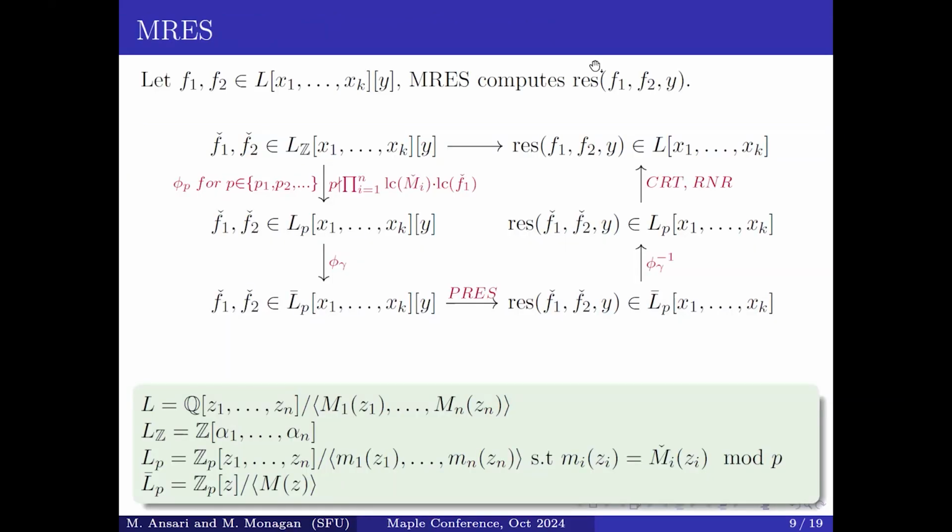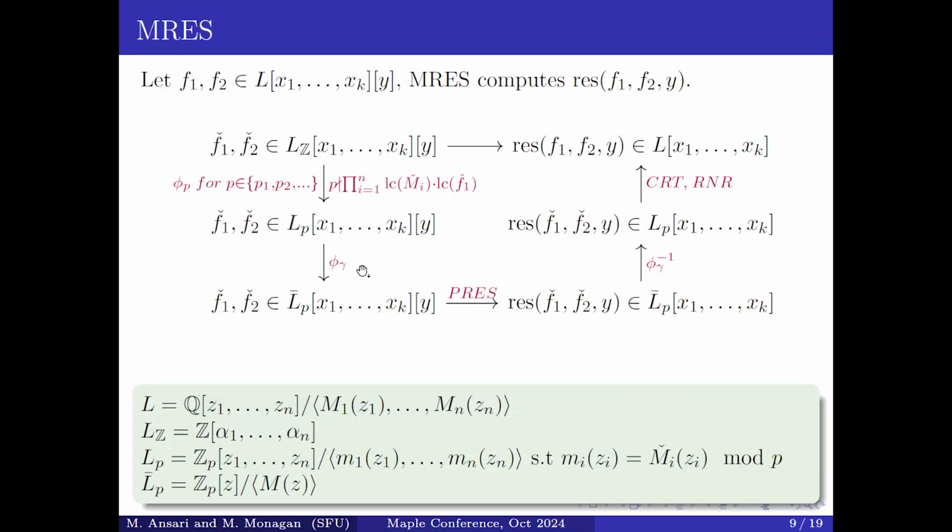Here is our MRES algorithm. Let f1 and f2 be two multivariate polynomials over L, which is this field. Our MRES, as I said, computes the resultant of f1 and f2 with respect to the variable y. In a pre-processing step, our MRES algorithm eliminates fractions from the input polynomials. So f1 check and f2 check are two polynomials over LZ, which is this ring here. After that, we reduce the coefficients of our input polynomials mod a prime p, which doesn't divide the product of leading coefficients of the minimal polynomials times the leading coefficient of f1 check.